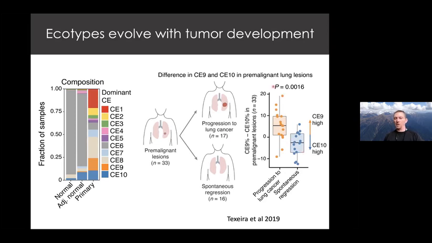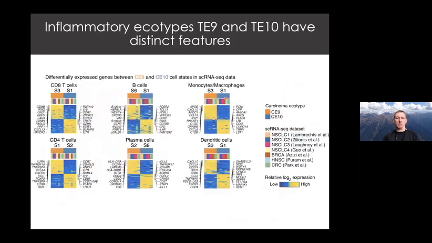So for some reason, it looks like you have these two inflammatory immune ecotypes, but the presence of ecotype 10 tends to push somebody towards having spontaneous regression of these pre-malignant lesions, whereas a shift towards ecotype 9 is associated with progression to lung cancer. So we wanted to try and understand a little bit more detail about the specifics of these ecotypes, and particularly what cell types and cell states are present in them.